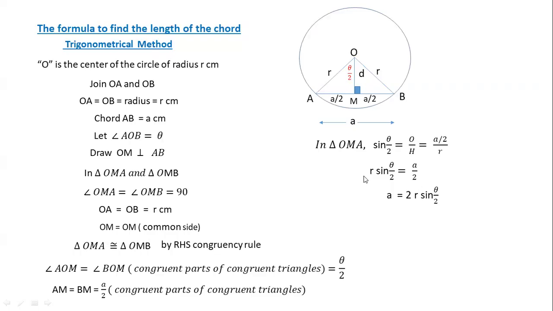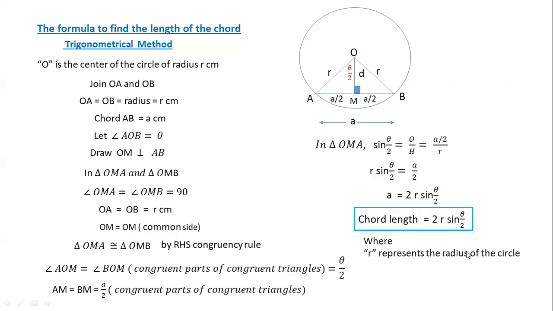2R sine theta by 2 is A. But what is A? A is the total length of the chord. So the length of the chord is 2R sine theta by 2. This is by the trigonometric method. Clear? So chord length is 2R sine theta by 2, where R represents the radius of the circle and theta represents the angle subtended at the center of the circle by the chord.